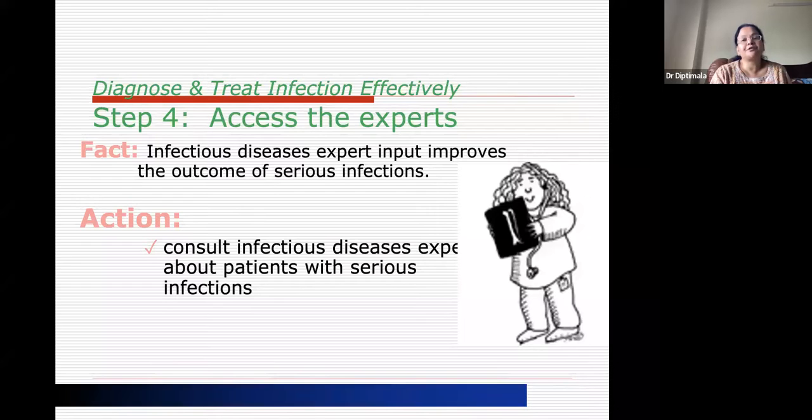Always discuss with the infectious disease experts. I always discuss with my microbiologist. When we get any report of culture, we discuss amongst ourselves. So discussion improves the outcome of serious infections. All hospitals still do not have infectious disease experts, but that time is not far. In the coming decade, I think we'll be having these infectious disease experts too.